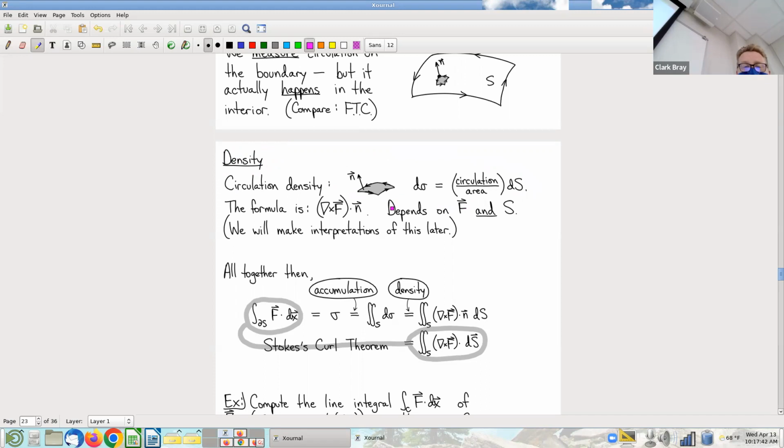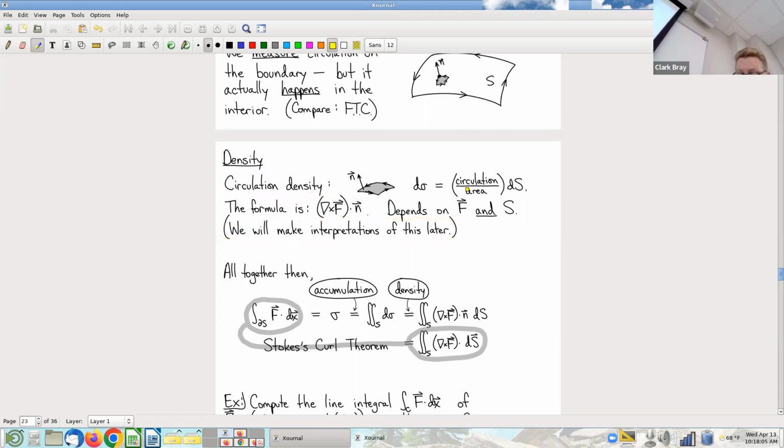So as we discussed last time, circulation density is computed by this formula. It's curl F dot n. And I promised that we would later come back and talk about this dot n business. And that later is a couple of minutes from now. Anyway, well, let's not get ahead of ourselves.